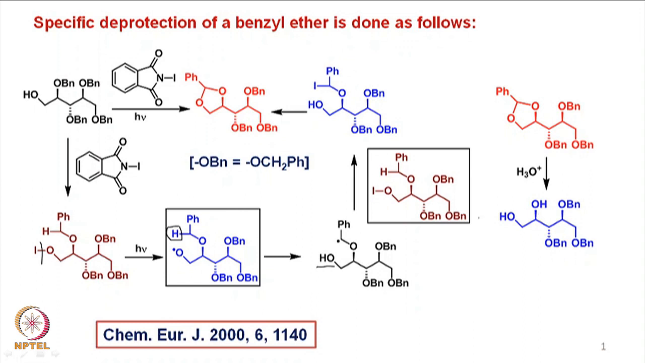So, it means that we started with a monohydroxy compound having 4 types of benzyloxy ethers, and eventually we get a diol with 3 benzyloxy groups intact. So, this is how a specific deprotection of a benzyl ether is done under these conditions using hypoiodite based chemistry under photolytic conditions. This particular work has been reported in the journal Chemistry - A European Journal, in 2000.